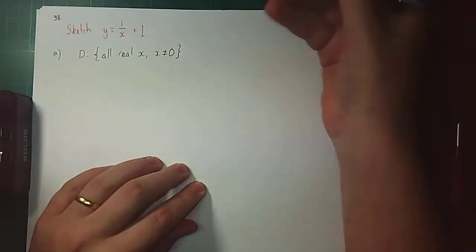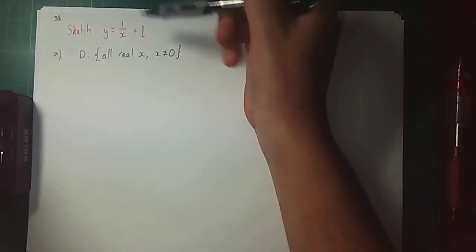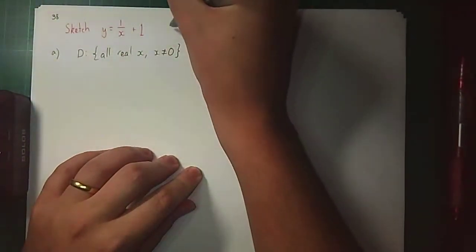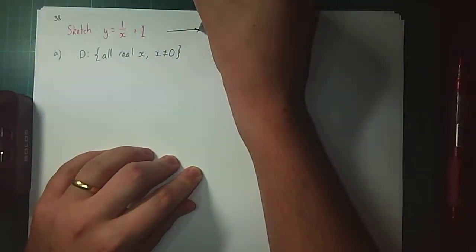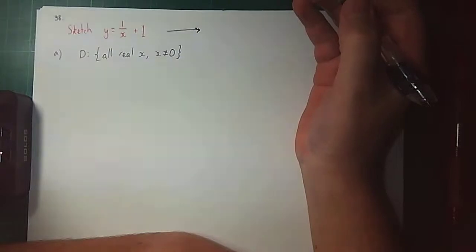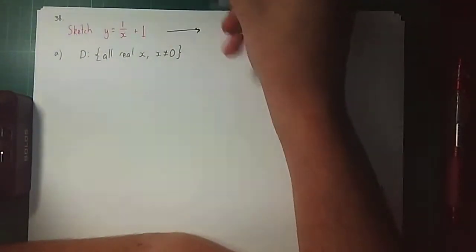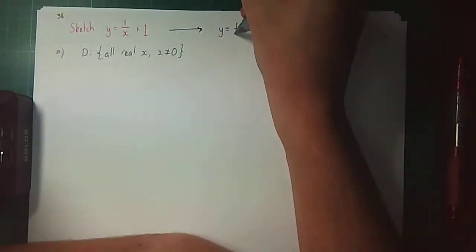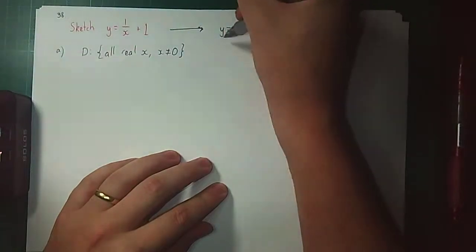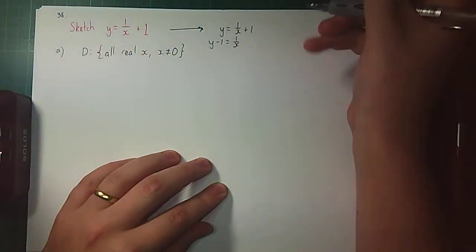If we have a look, what y value can we not have? What won't work? Well, I find it easier to just rearrange. So we want to get x to be the value. So we have y is equal to 1 on x plus 1. If we take 1 away from both sides, we have y minus 1 is equal to 1 on x.